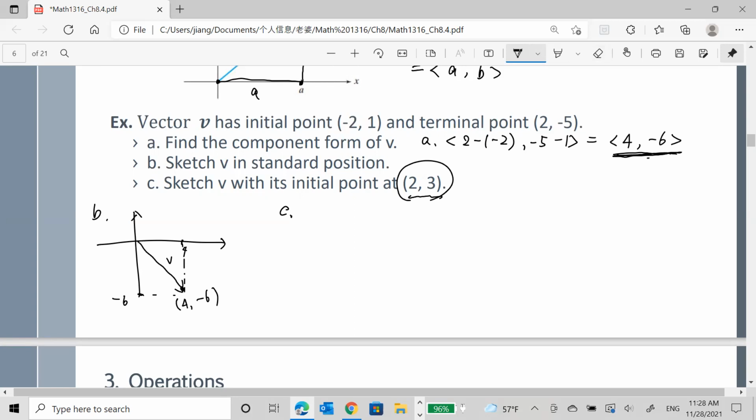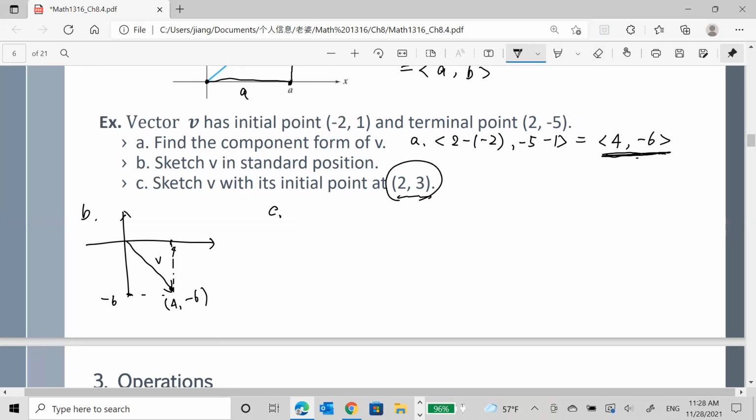So let's see. The new starting point is not 0, 0, it is 2 and 3. So 2 add 4, and then 3 add -6. This one is 6, -3. What's the meaning of that?